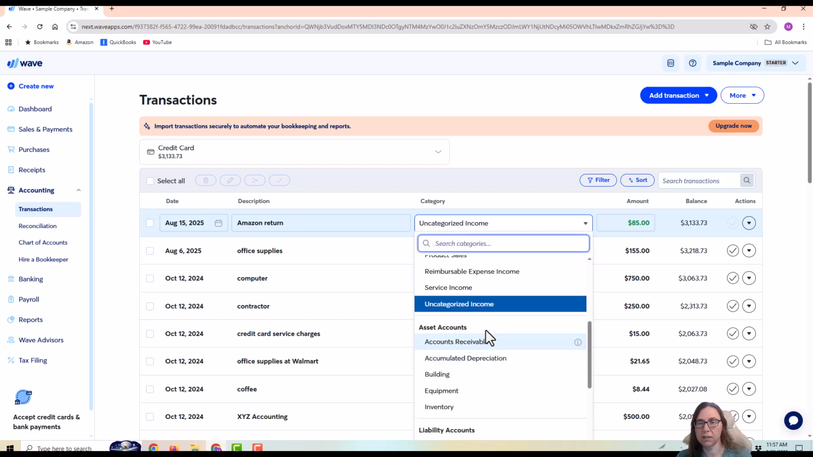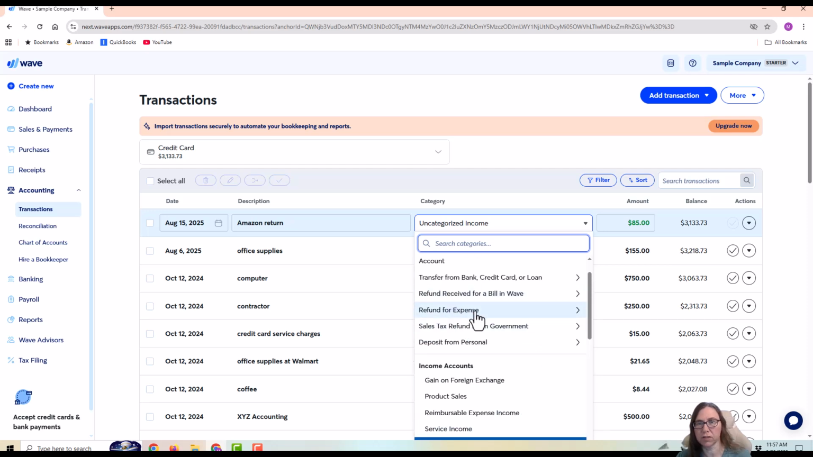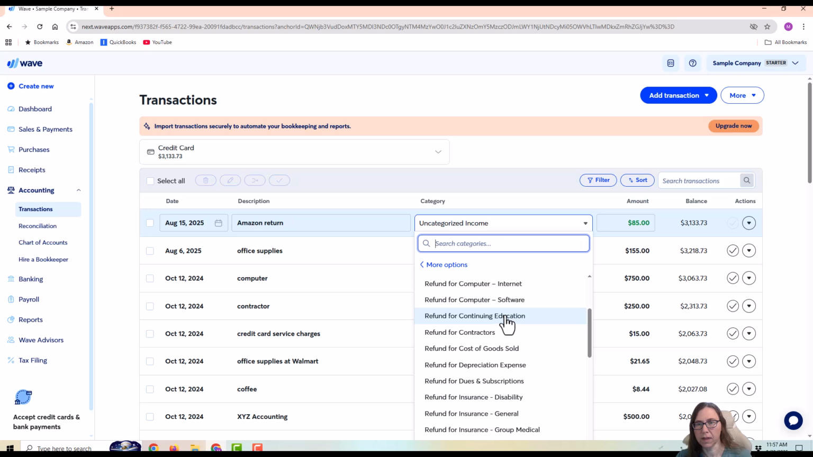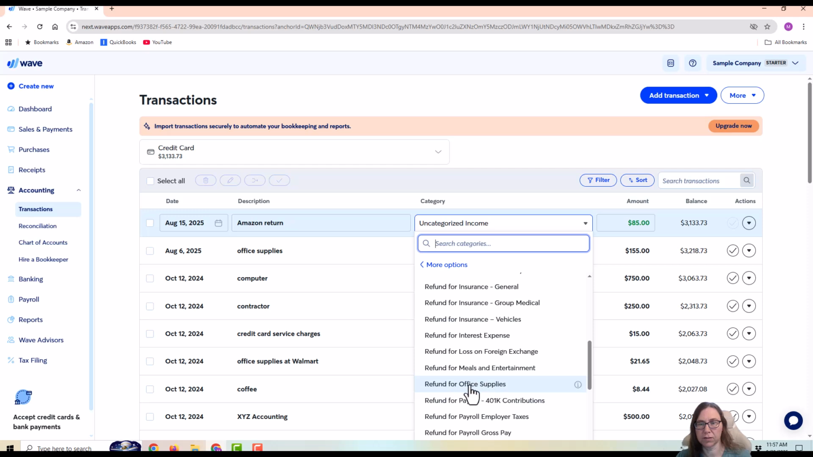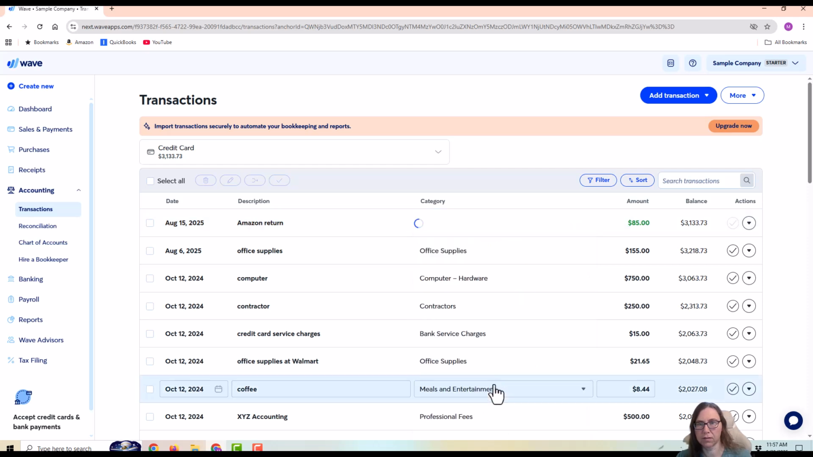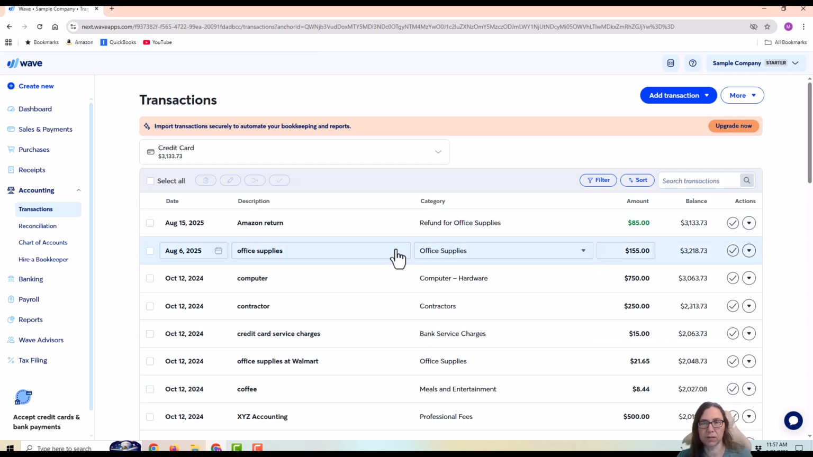And in Wave, it doesn't let you just mark an expense account. You actually have to choose this option to say refund for expense. And then it gives you the list of all the expense accounts, and you would just choose that expense. So here's office supplies. And that's it. That's all you have to do. Don't make it complicated. Just post it back to the same expense account.